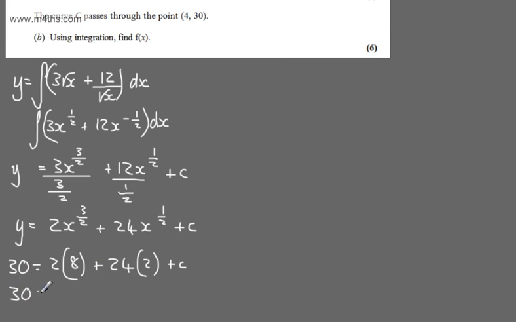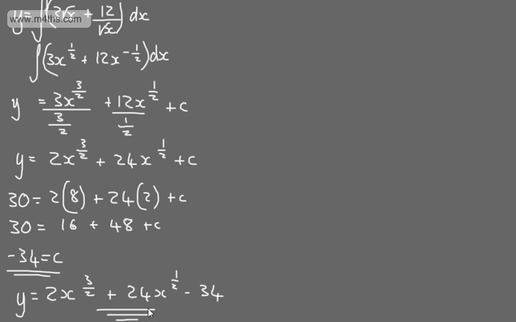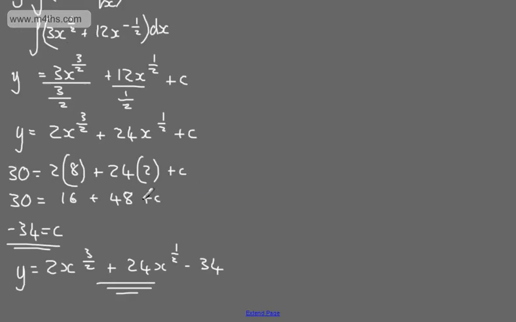So we have now 30 is equal to 16 plus 48 plus c, and we can go ahead and solve for c. So subtracting the 16 and the 48 from both sides, that's going to give me minus 34 is equal to c. All we need to do is put the equation back, and we'll have y is equal to 2x to the 3 over 2 plus 24x to the power of 1/2, and then minus 34. So that's our final equation where y is a function of x. So 6 marks in total for integrating and finding the value of c.